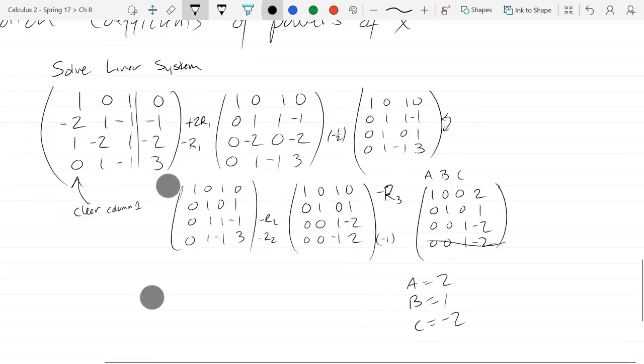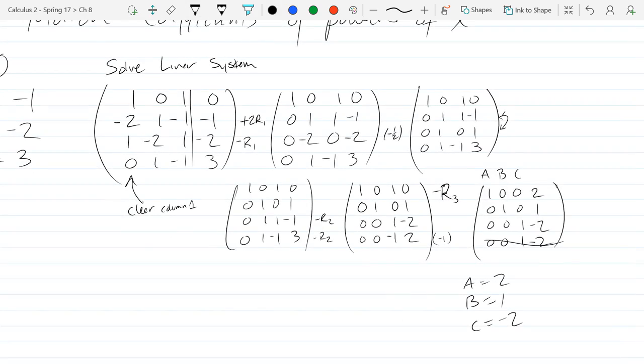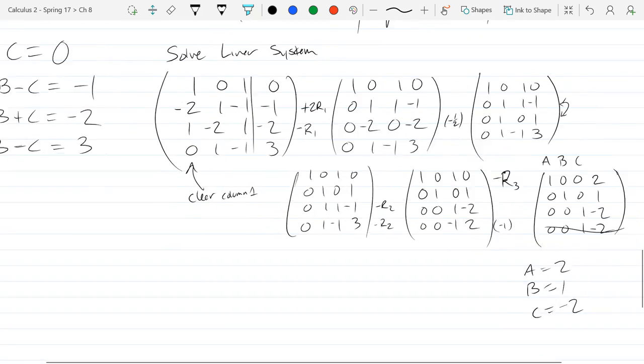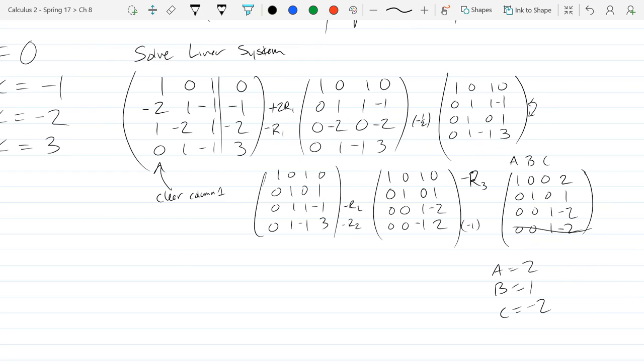if you set up your partial fractions correct, and if you did your algebra before this correctly, you should get exactly one solution at the end. You should not get an inconsistent or no solution, and you should not have free variables, if you remember all that fun stuff from linear systems. So this should work out perfectly, and you should get one number for A, one for B, one for C.